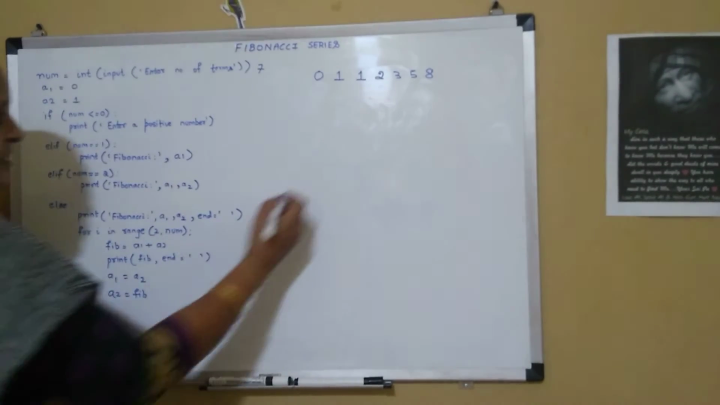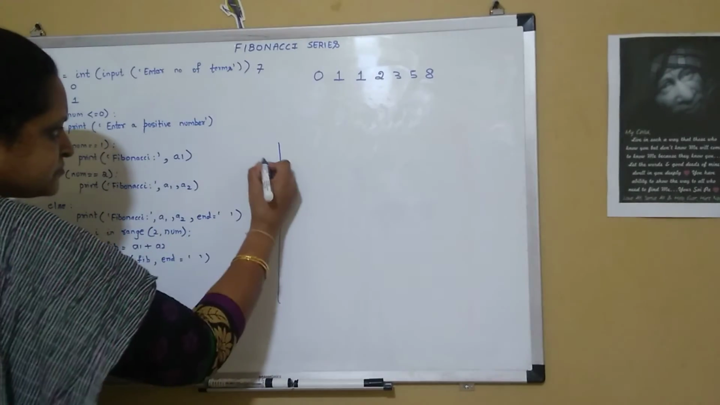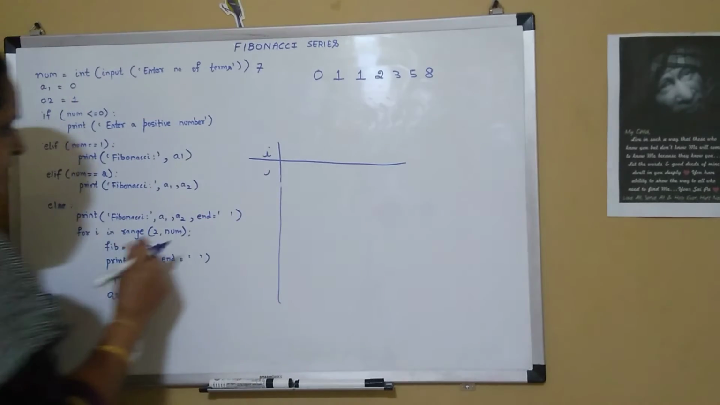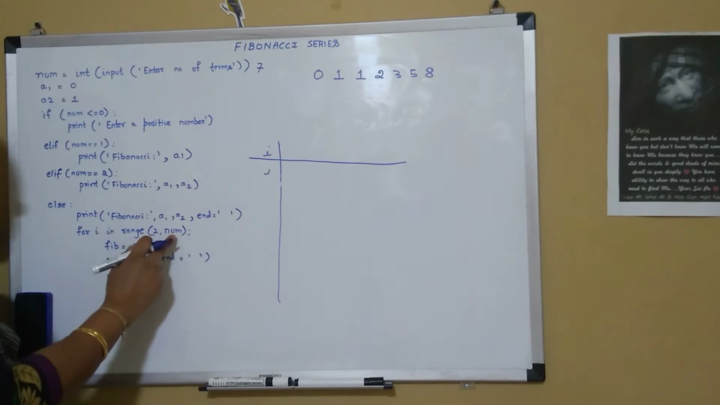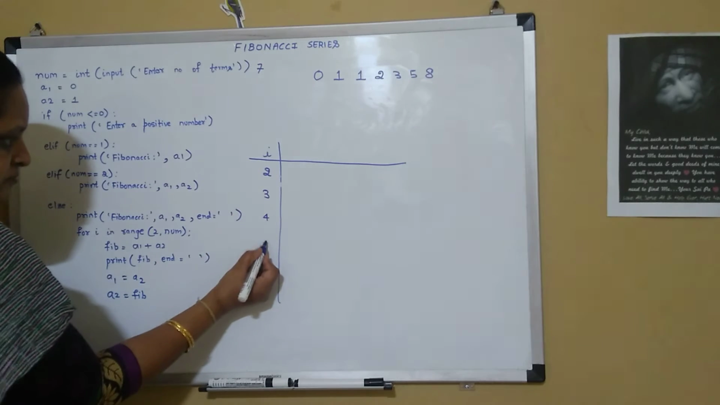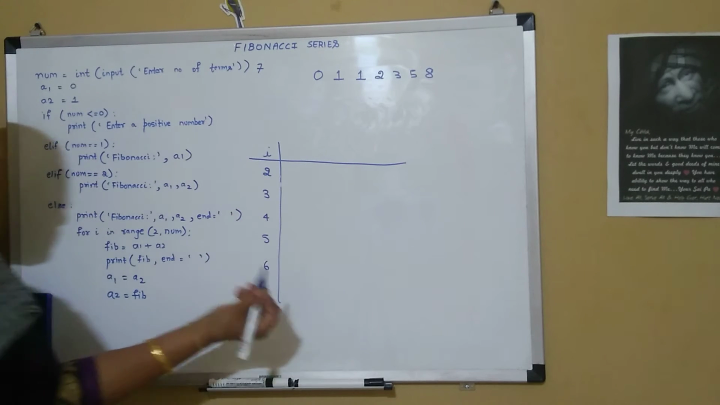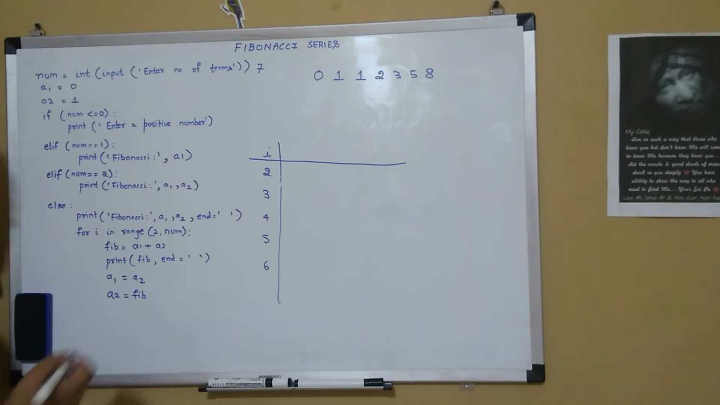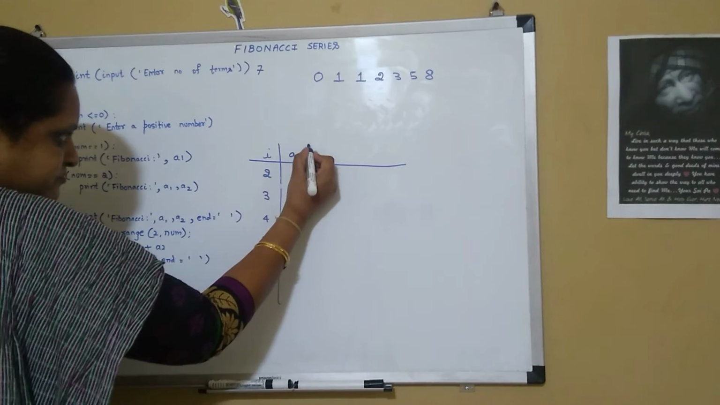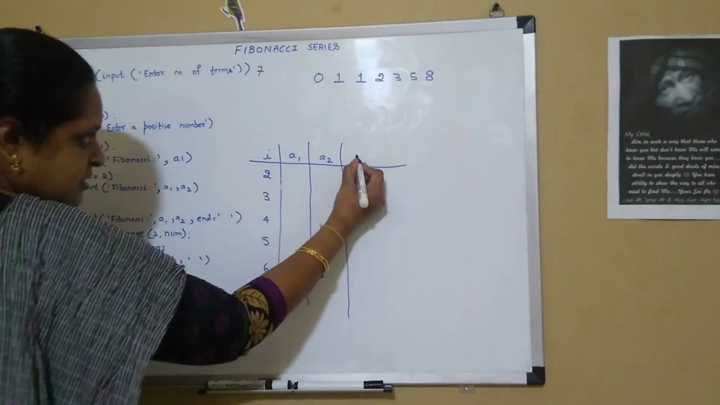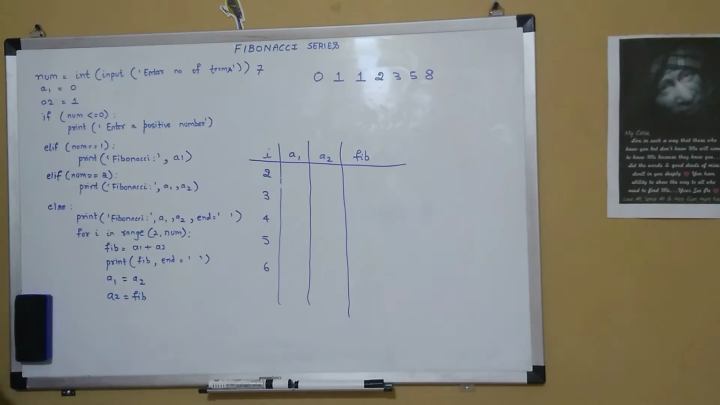So firstly, let us take a table wherein this is the i value. It will go from 2 to 7 minus 1, that is 6. So it will go 2, 3, 4, 5 and then 6. So our i value goes from 2 to 6. And we have to keep track of a1, a2 and then fib. So these three elements we have to keep track of.